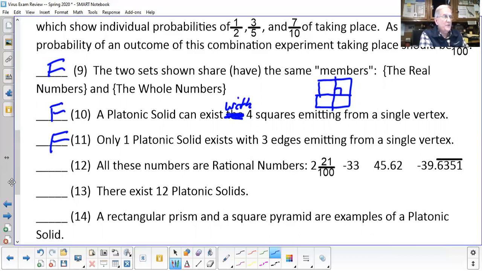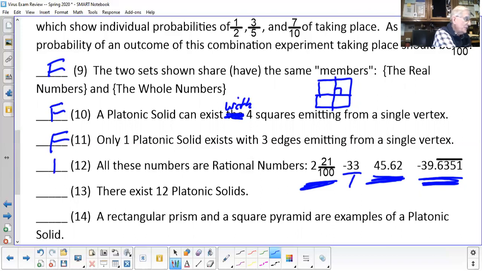All these numbers are rational numbers. Well, we can stick this over 1, right? This is a repeating decimal on the end, the negative 39.6351. That's a terminator. That's definitely a mixed fraction. So are all these numbers rational numbers? Absolutely. So that is true.